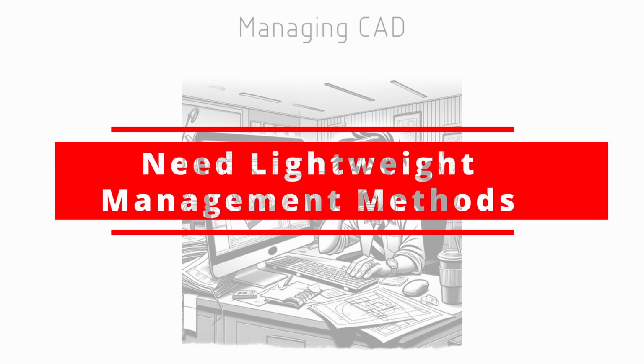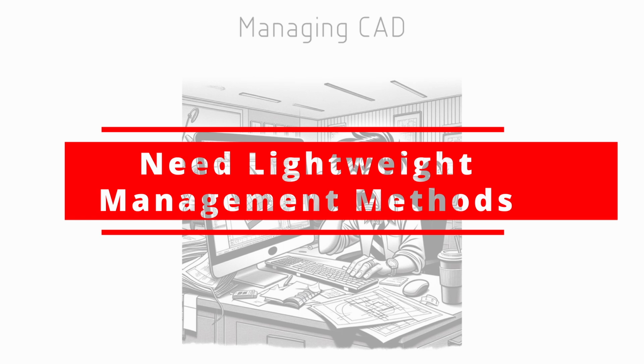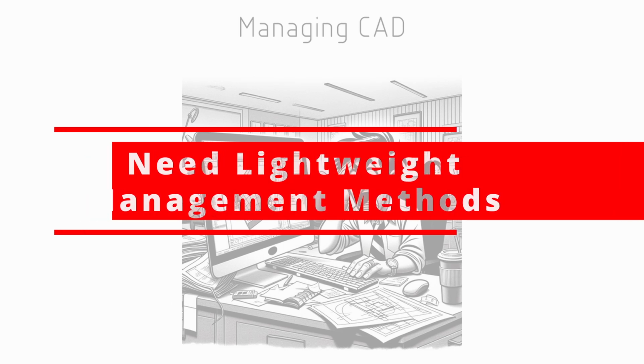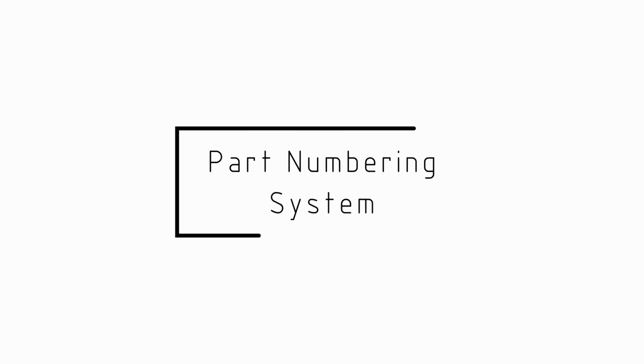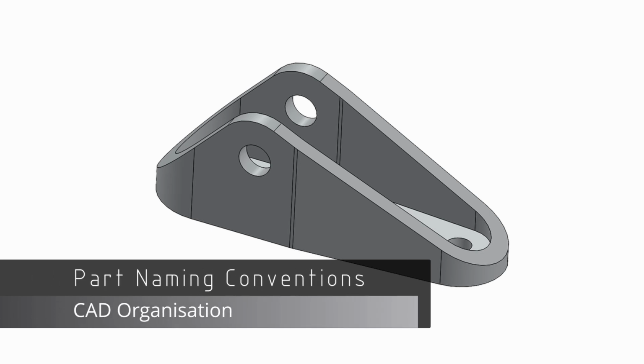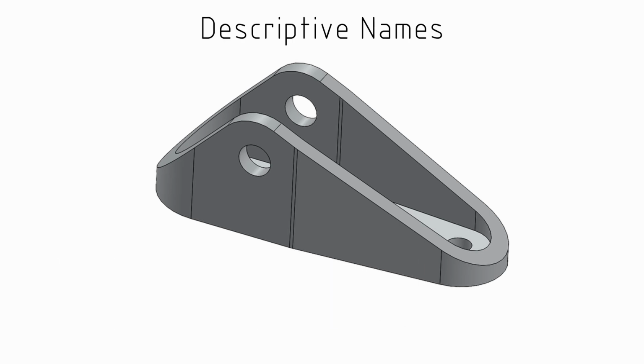Now, one of the most important things to consider very early on when it comes to your naming conventions is a part numbering system. And a part numbering system, when applied appropriately, can end up being your file names. Now, there are a few schools of thought on what you do here. You can just create a file name that is descriptive of the object.